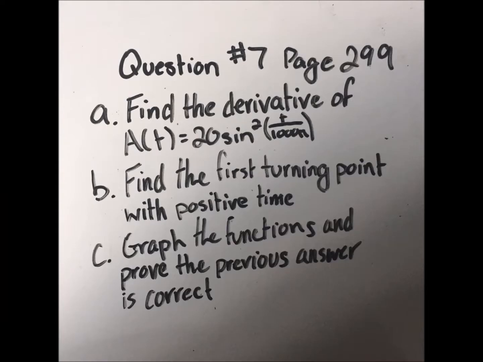The introduction is useful in giving us the original function A(t) = 20 sin²(t/1000π) and the units. T is time in seconds and A is amplitude in volts. The first part can be simplified as find the derivative of the function. The second part is really asking for the first turning point after time starts, and the third part wants a graph to prove our answer.